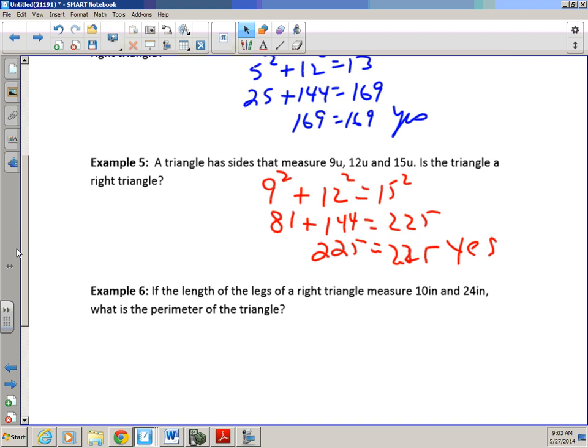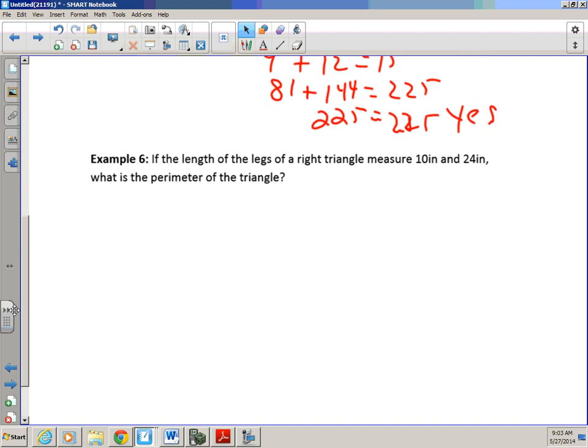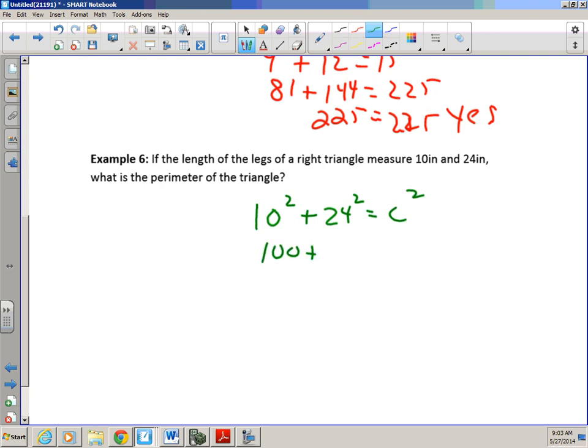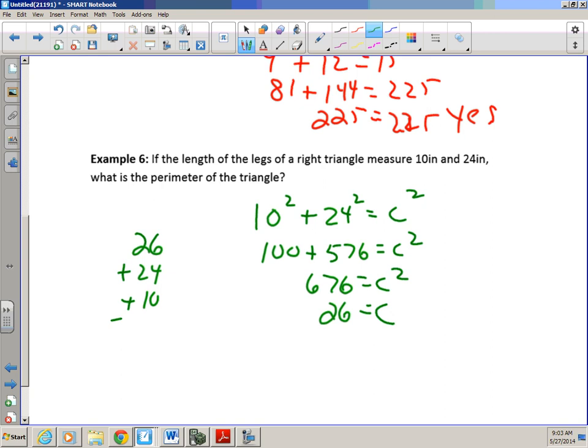Okay, so now let's go down to the next. If the lengths of the legs of a right triangle measure 10 and 24, what is the perimeter? Okay, well, what do you need to find? You need to find the other side, or the hypotenuse. So, what's the perimeter? 26 plus 24 plus 10, or 60 inches.